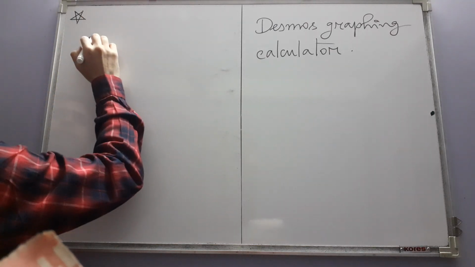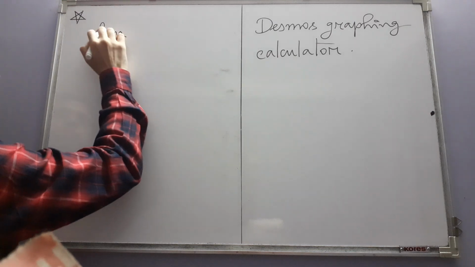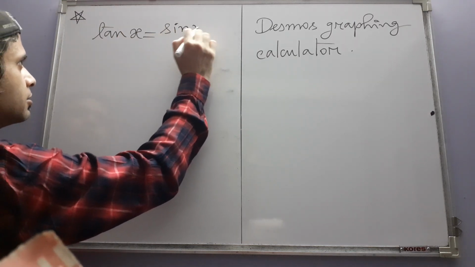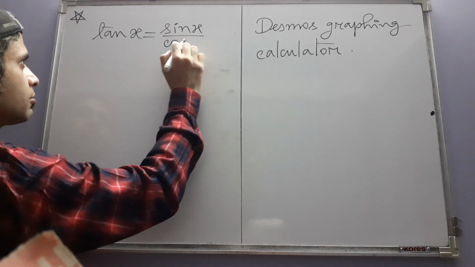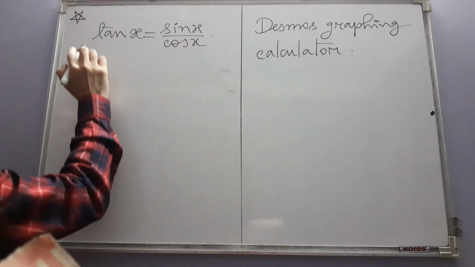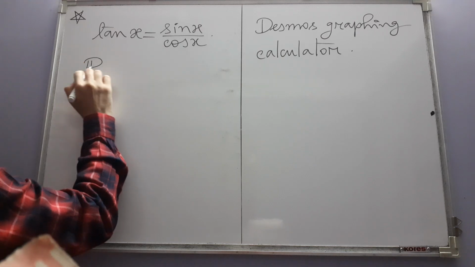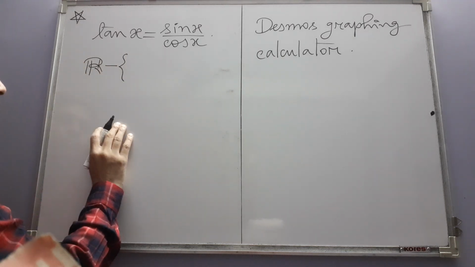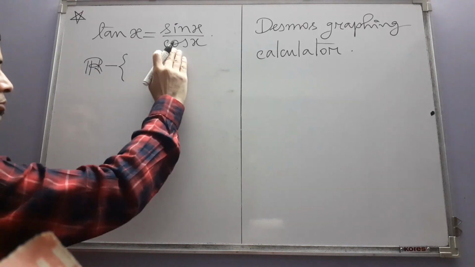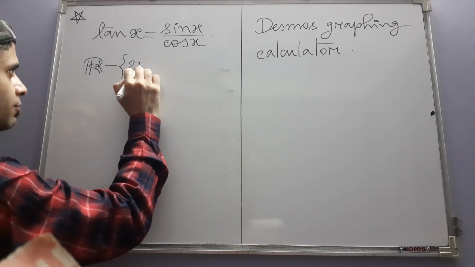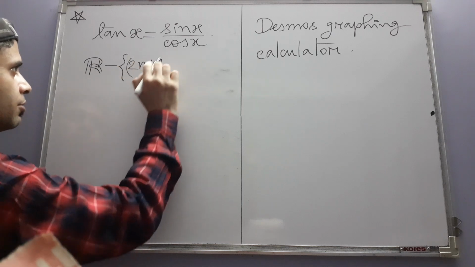So what is the tangent function? The tangent function is, by definition, this. We have already seen the domain of tan. The domain of tan is the set of all real numbers from which we remove those real numbers at which cos becomes 0. That is the odd multiples of pi over 2.